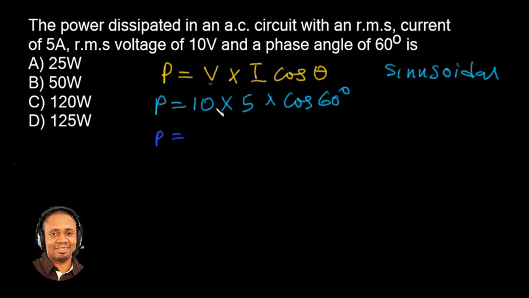We have 10 times 5, that's 50. Then cos 60 is 1 over 2. And this is going to give us the final answer. 2 goes into 50 twenty-five times. So power is 25 watts. If we check the answer options, answer option A is the right answer.